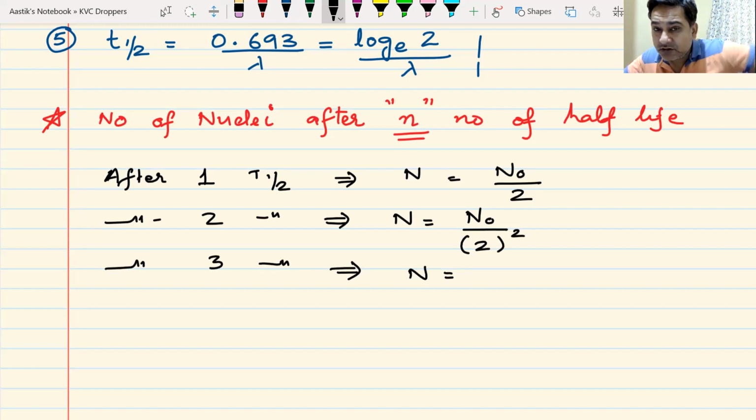3 half-lives have gone. How much? N naught by 8, sir. Well done. Do not call it N naught by 8. Call it N naught by 2 raised to the power 3. That is better. Yes or no?